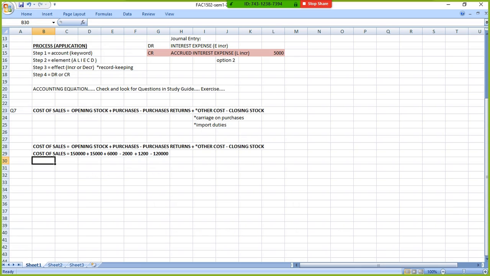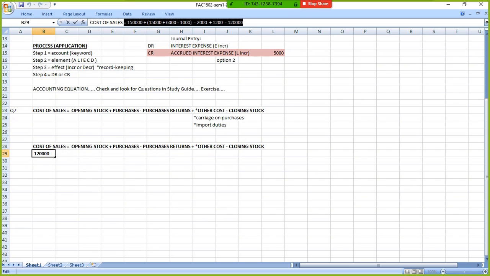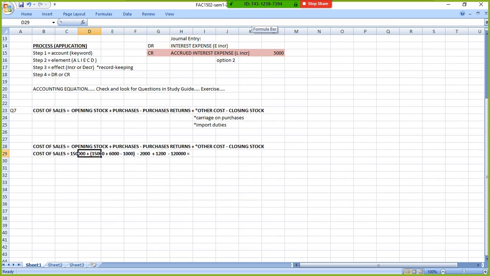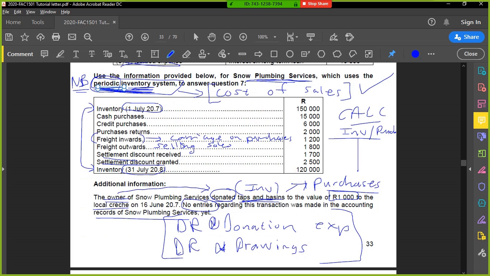So, where's my purchases? Here, the first two. I'm going to subtract. How much did they donate? 1,000. There's the working. Here's the answer: 49,200.